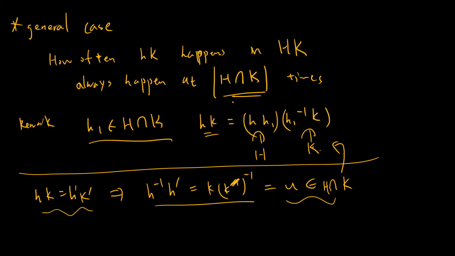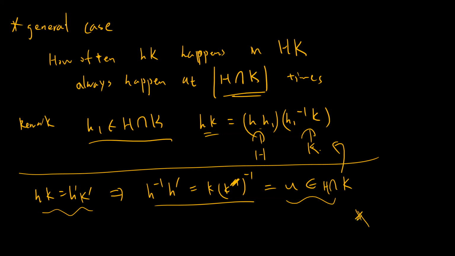Okay, so that means you always count, at most, |H intersection K| times. So finally, you just need to show that they're distinct, right? But this is trivial. Okay, because h inverse is distinct, right? If you use different H1.